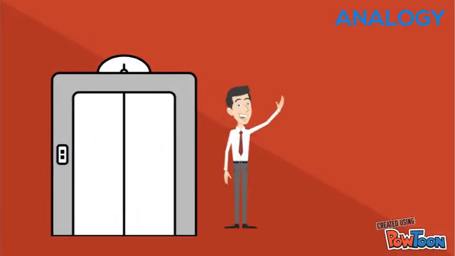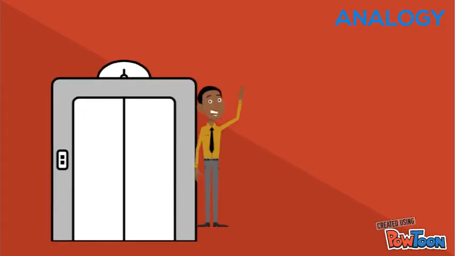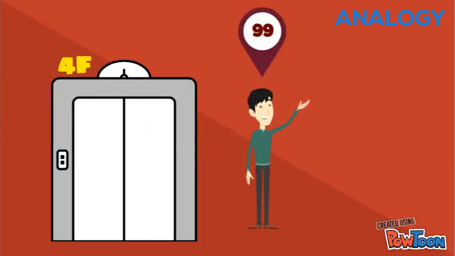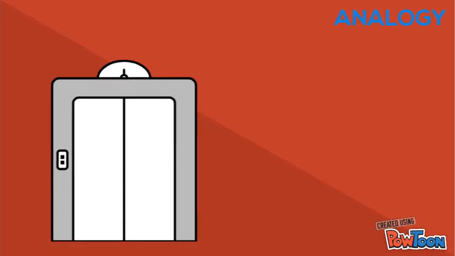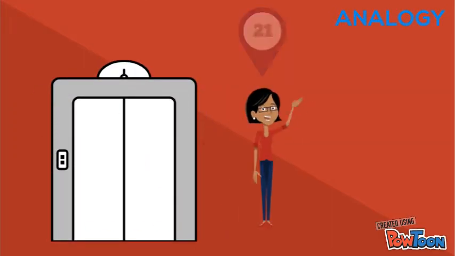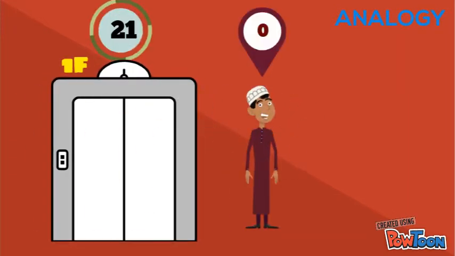The first track is 65, going to an elevator second floor. The second track is 76, going to an elevator third floor. The next track is 99, going up to an elevator fourth floor. After track 99 is track 59, going down to an elevator third floor. Next up is track 21, going down to an elevator second floor. And lastly, track 0, going down to an elevator first floor.